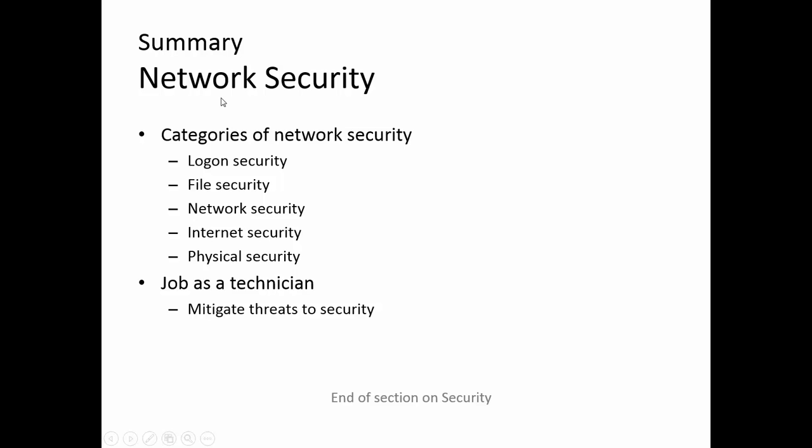In summary, in our overview of network security, we found that security fell into five different categories: login security, file security, network or over-the-wire security, internetwork security, and physical security. And our job as a technician is to mitigate those threats to security. And this concludes our section on security.